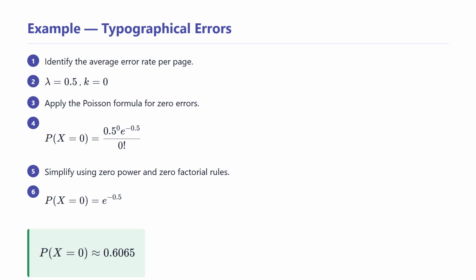Any non-zero number to the power of 0 is 1, and mathematically, 0 factorial is also defined as 1. This beautifully simplifies our equation, leaving only the exponential term, e to the power of negative 0.5. The result is approximately 0.6065. This means there is roughly a 61% chance that any randomly selected page will be completely flawless.